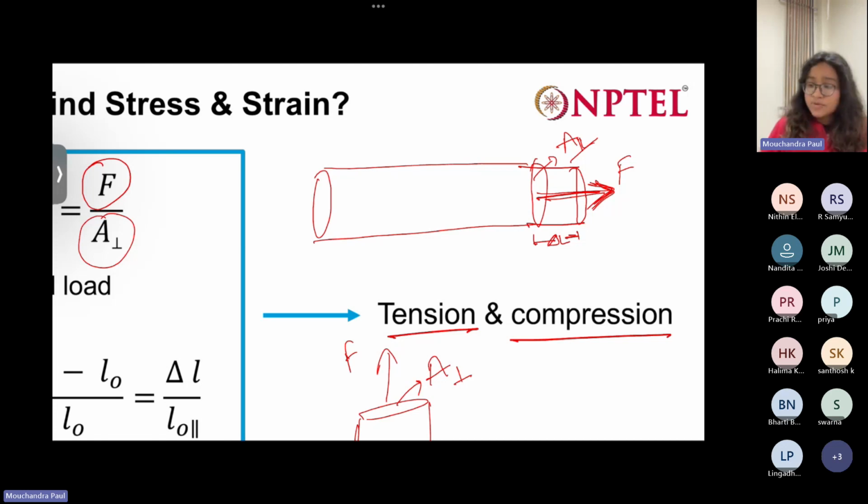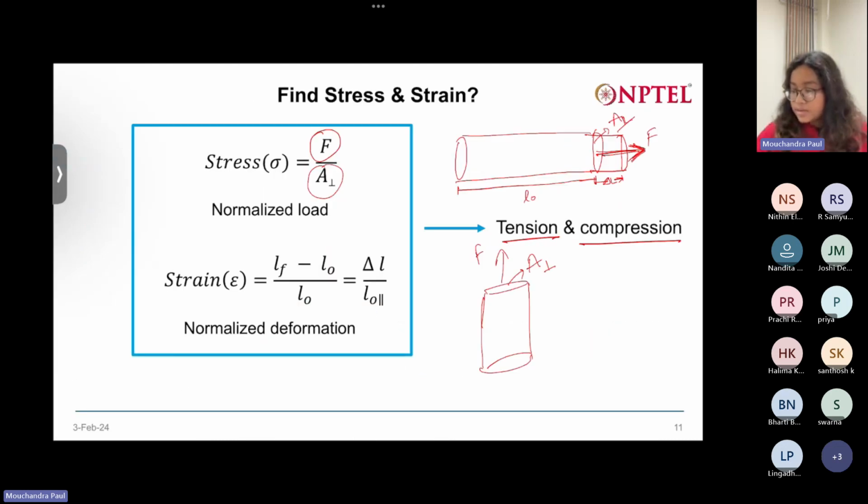And for the original length, you have to take the length which is parallel to the force applied. So here the length parallel to the force is this L naught. Similarly, this is another orientation. So this is your delta L, and it should be divided by the original length. The original length will be the length which is parallel to the direction of the force. So that will be L naught.